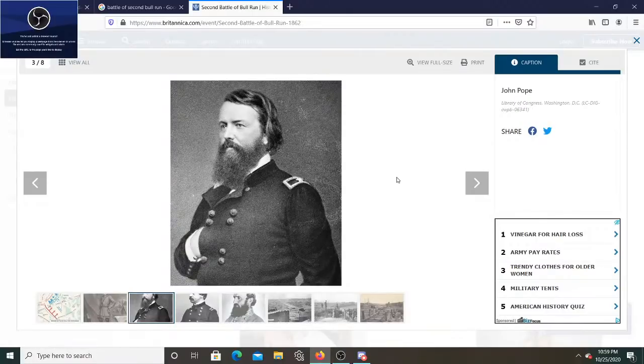He also managed to blame Fitz John Porter for the defeat, which was fine with guys like Stanton, because attacking Porter was a way to attack McClellan indirectly. Porter being McClellan's protege. Right. Yeah, you got any thoughts on Second Bull Run?